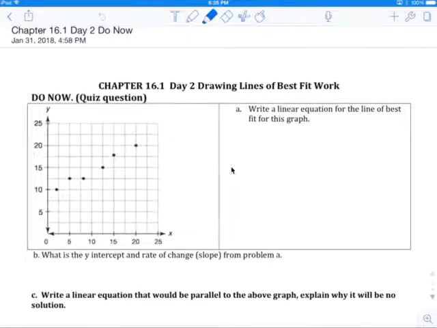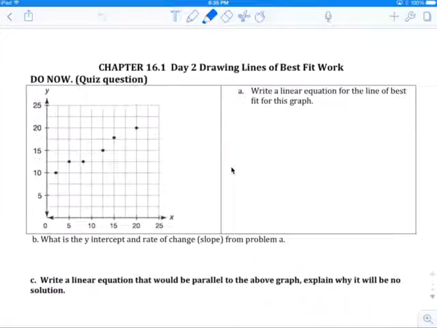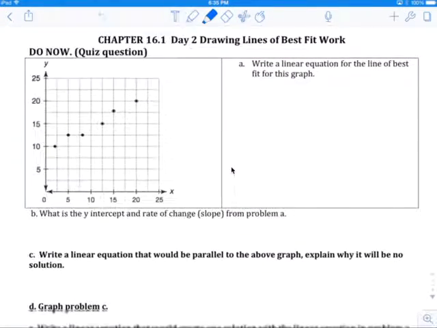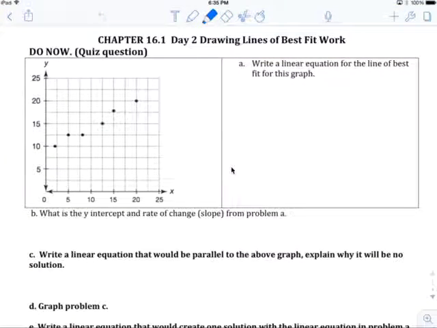This will be on the test on Friday, and also next week do another line of best fit. Okay.